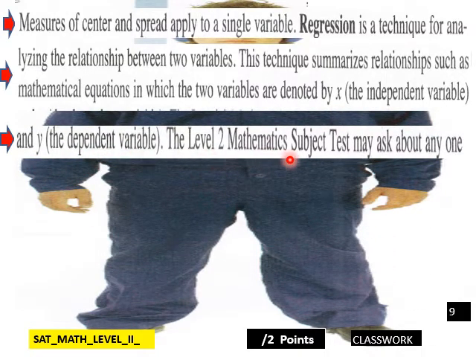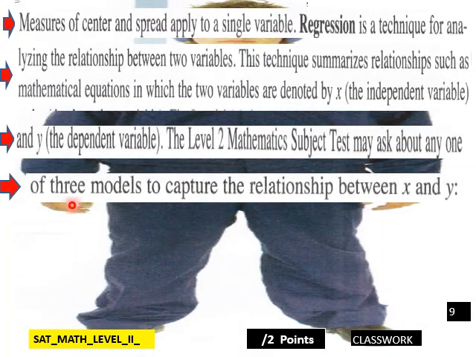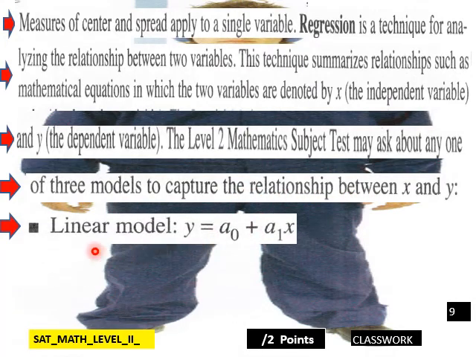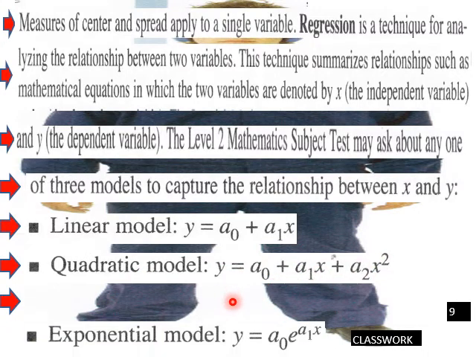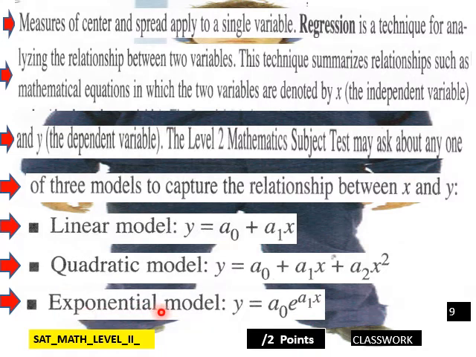The Level 2 math subject test may ask about any one of 3 models to capture the relationship between x and y. So we have a linear model, which would be y equals a0 plus a1x. Then you have a quadratic model, which would equal a0 plus a1x plus a2x squared. And then an exponential model, y equals a0 e to the a1x.